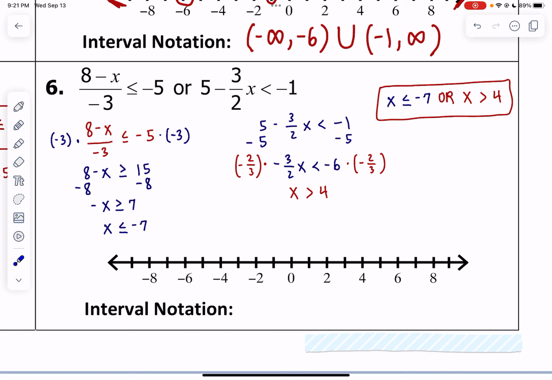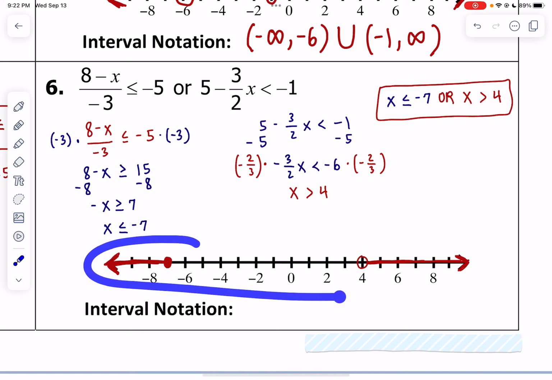Now let's go ahead and graph this compound inequality onto the number line. So let's focus on this one. We start off at negative 7, filled in, and everything to the left will be filled in. And then looking at the second one, x must be greater than 4. So we have an open circle, and everything to the right is filled in. So this is how your number line should look.